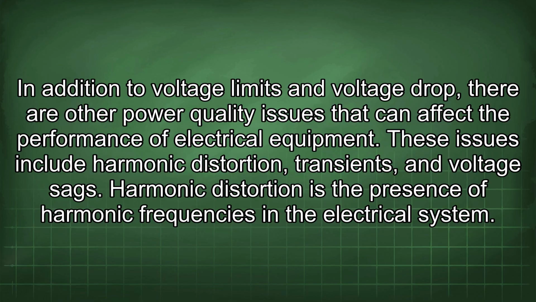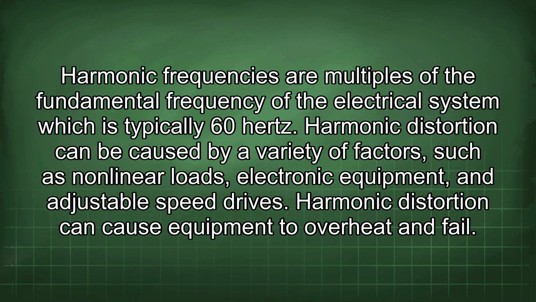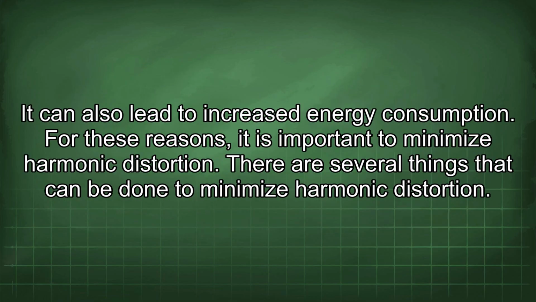Harmonic distortion is the presence of harmonic frequencies in the electrical system. Harmonic frequencies are multiples of the fundamental frequency of the electrical system, which is typically 60 Hz. Harmonic distortion can be caused by a variety of factors, such as nonlinear loads, electronic equipment, and adjustable speed drives. Harmonic distortion can cause equipment to overheat and fail. It can also lead to increased energy consumption. For these reasons, it is important to minimize harmonic distortion. There are several things that can be done to minimize harmonic distortion.